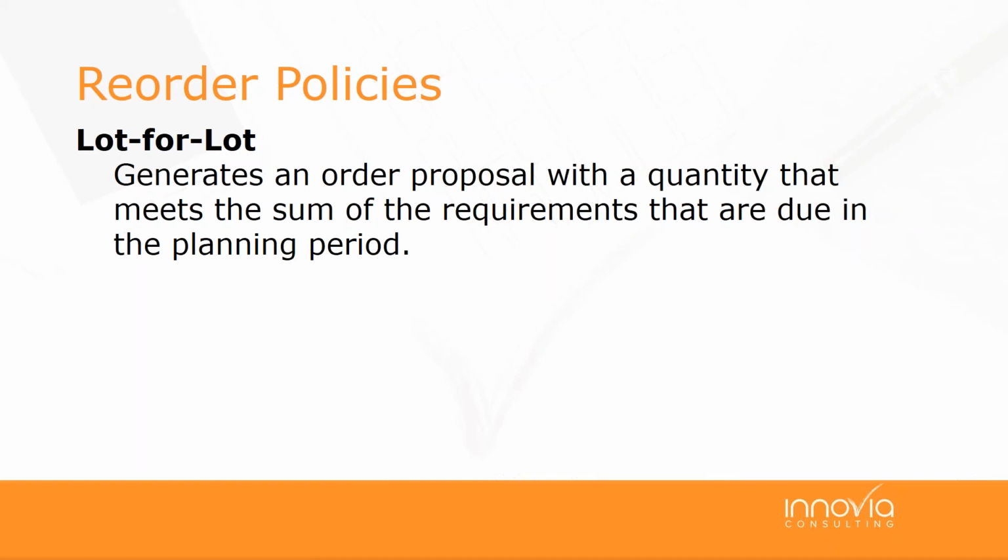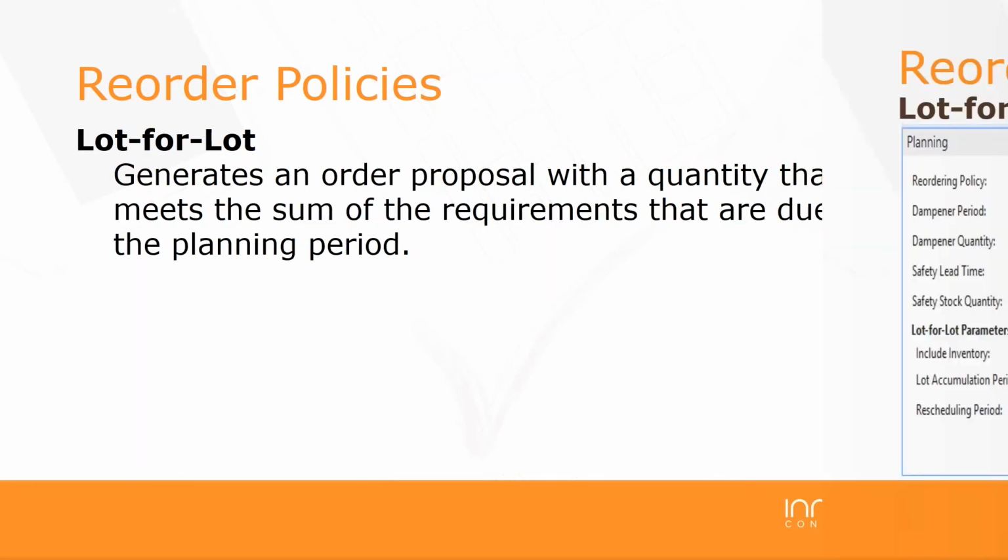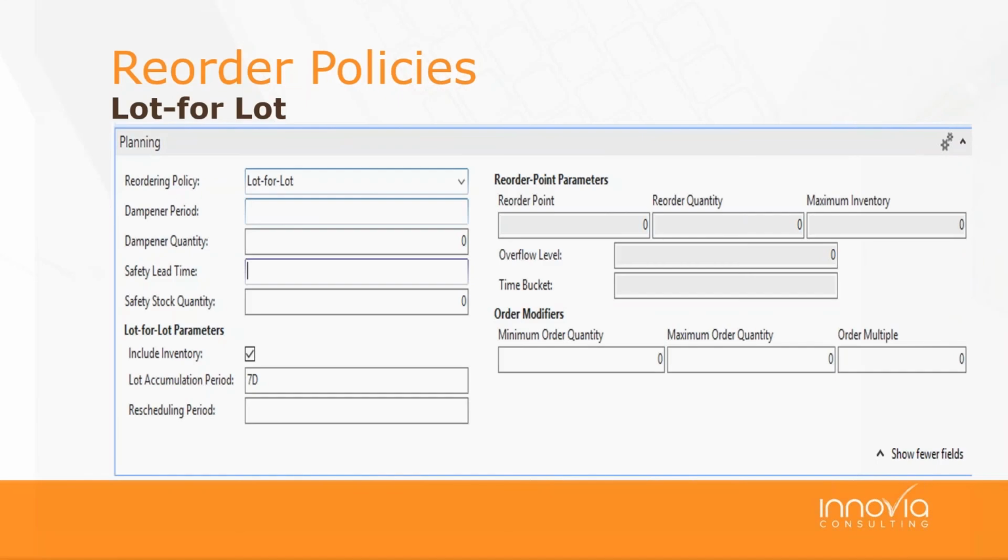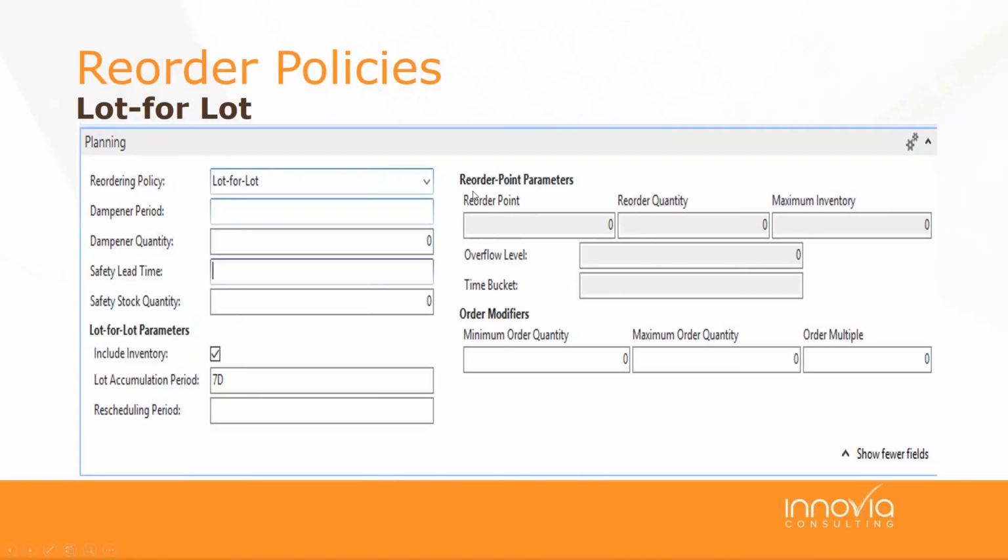So again, reorder policy is lot for lot. If you notice reorder point parameters, there are no reorder points. There is nothing that triggers, the only thing might be if you have a safety stock, but let's not get into that. But here's where the fields are used. This lot for lot, whoops, let me go back one. The lot for lot includes inventory or not. This is the only reorder policy where you can include inventory or not.